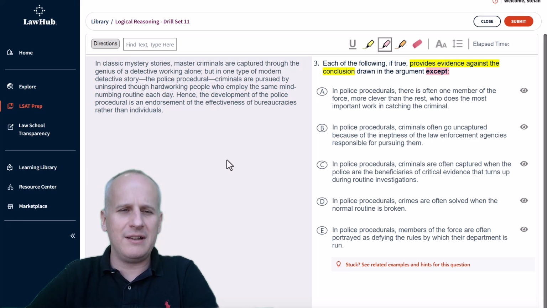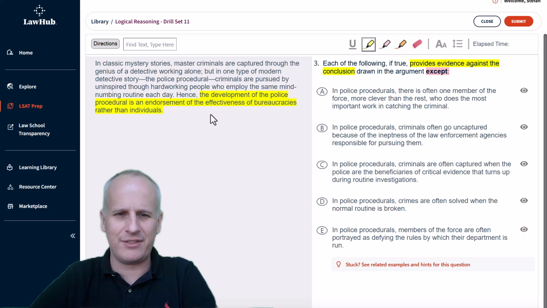So starting from the top, in classic mystery stories, master criminals are captured through the genius of a detective working alone. But in one type of modern detective story, the police procedural, criminals are pursued by uninspired though hard-working people who employ the same mind-numbing routine each day. Hence, the development of the police procedural is an endorsement of the effectiveness of bureaucracies rather than individuals. So we just highlight everything after hence.